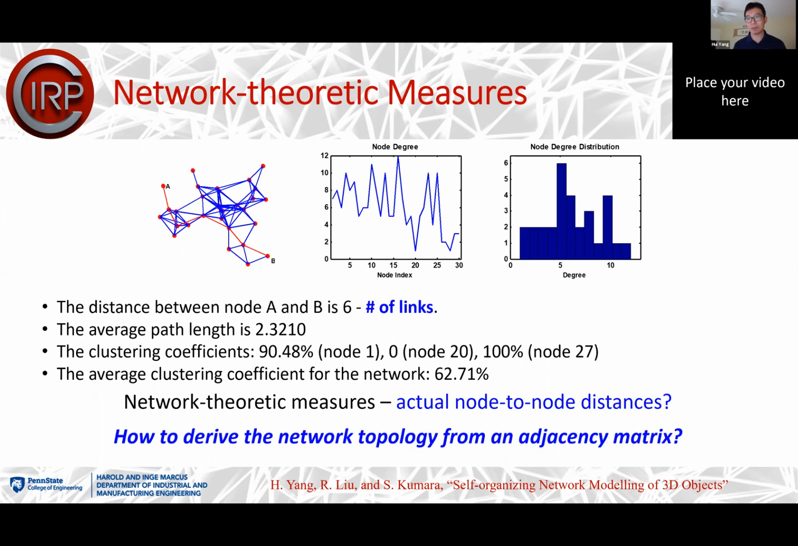The first interesting question is, KNN and recurrence network are different kinds of network construction methods. Which one is more effective to represent the 3D objects? And the second one is, once you represent, you got the adjacency matrix. How do you get the network topology from the adjacency matrix?